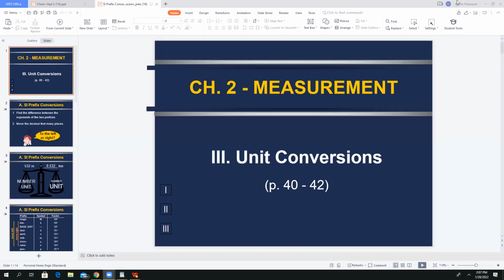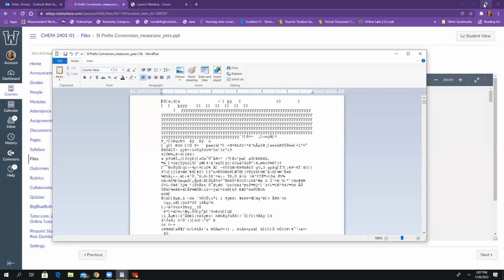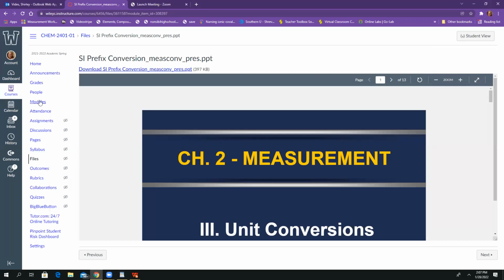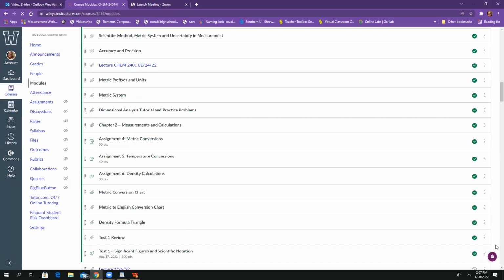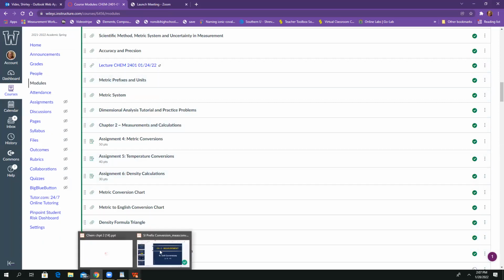Okay, so I am, sorry, this does that every time. Going to the module so you can see where I'm going. Okay, here we stopped here, right? So there's your lecture, and we are going to look at metric prefixes and units first. This one right here.